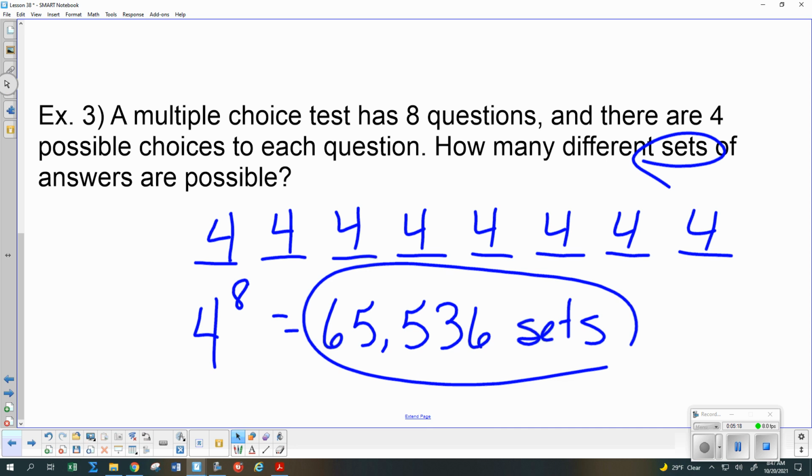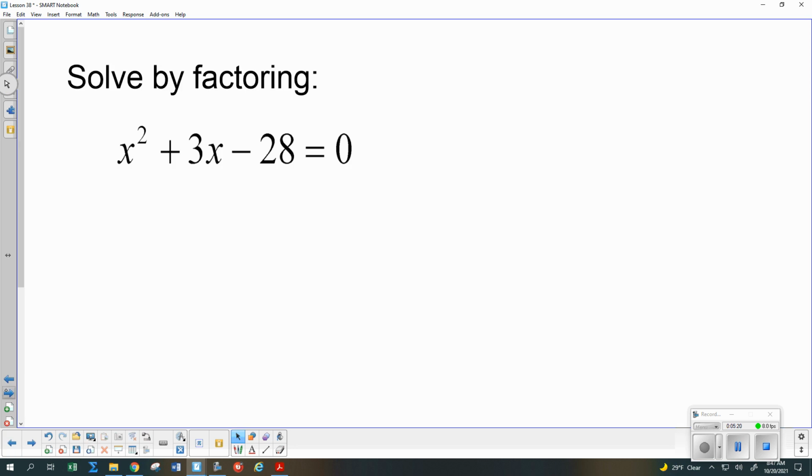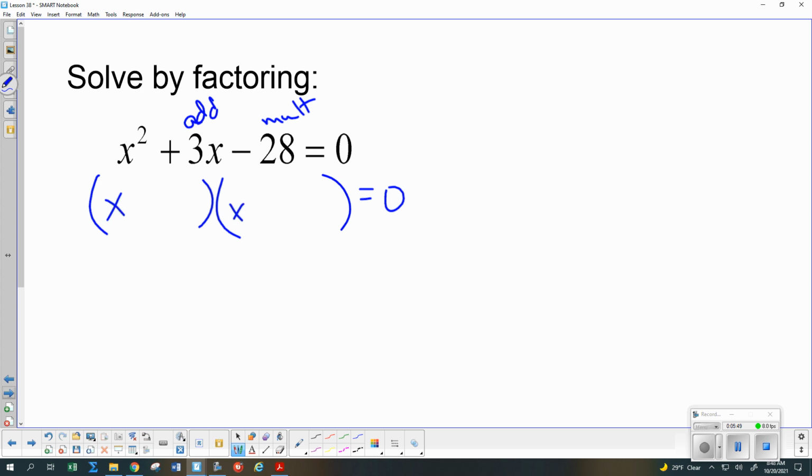All right, moving on. This is a little bit of review to set us up for what we need to do with what will be called designated roots problems. So I want us to solve this by factoring. We start with 1x squared, so we have 2 parentheses that both start with x. I need something that multiplies to be negative 28 and adds to be positive 3.